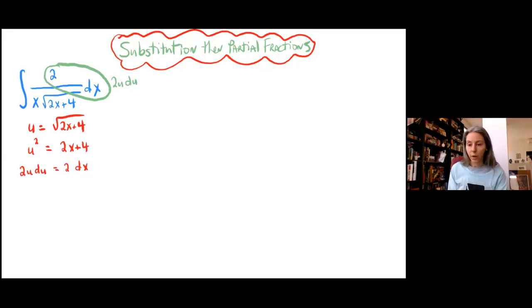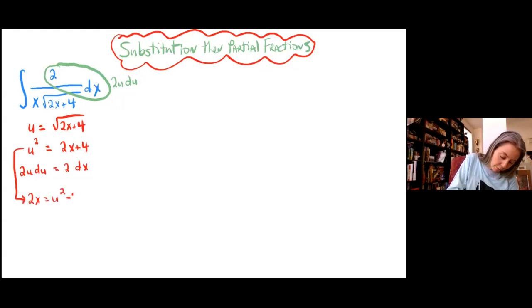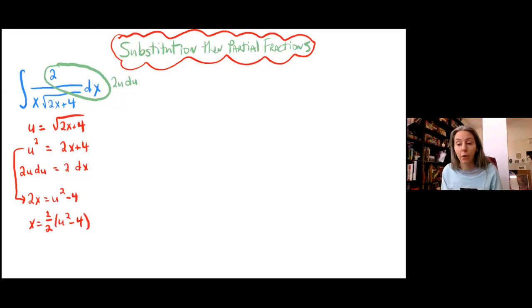All right, so let's go and replace everything. What I notice is that there's this x right here, and I'm going to need to replace it. So what that means is I need to solve for x. So this is also a reverse substitution. We are going to solve for x. So 2x is equal to u squared minus 4. x is equal to 1/2 of u squared minus 4. Notice how I wrote that 1/2 out front. That's going to make it easier to deal with the constants and to not mess up what goes in the numerator and the denominator later.